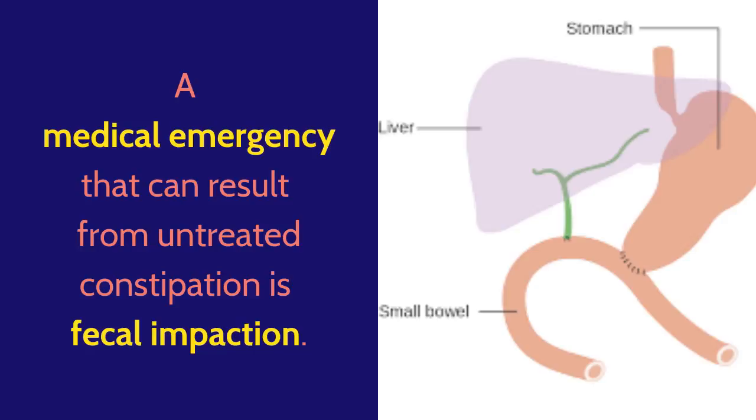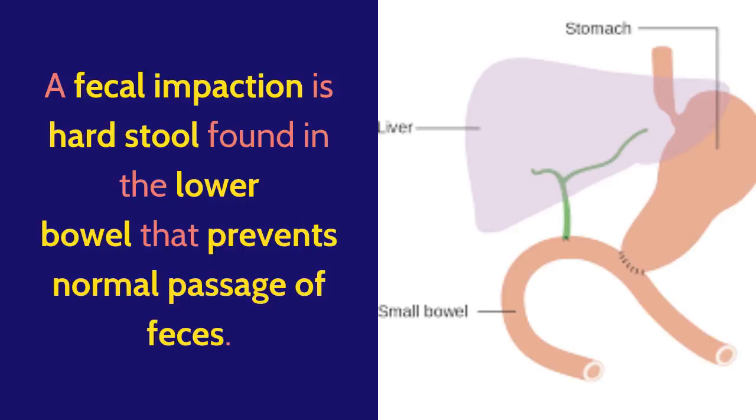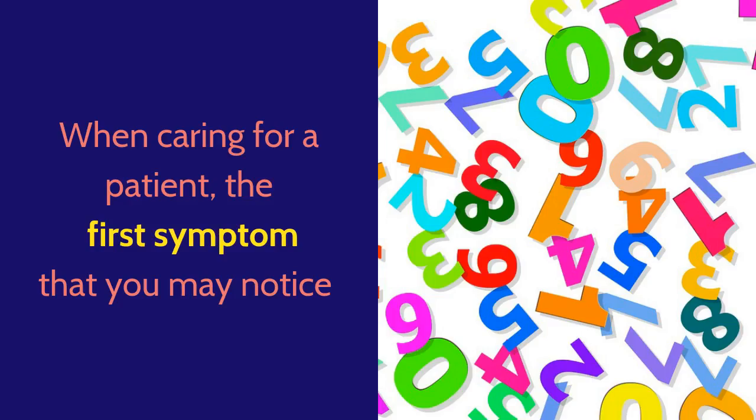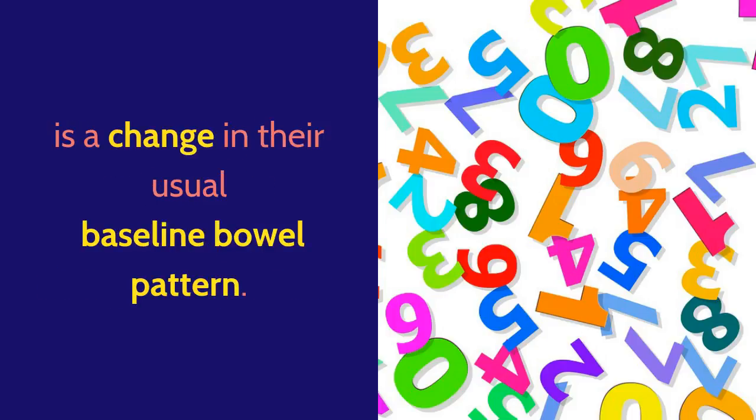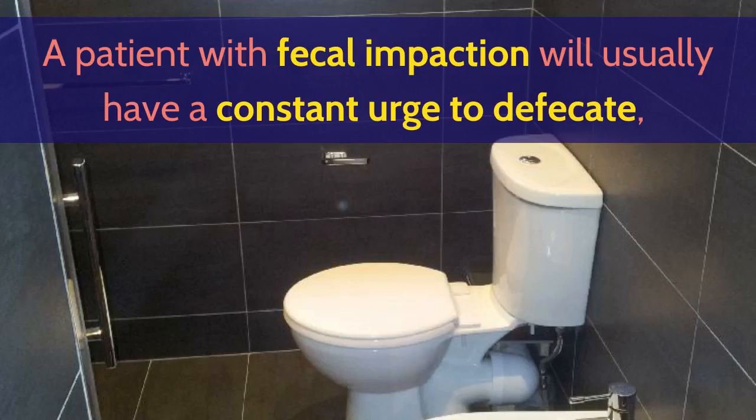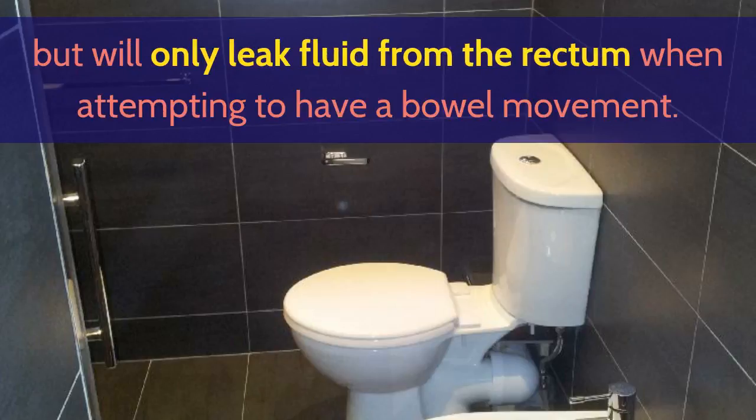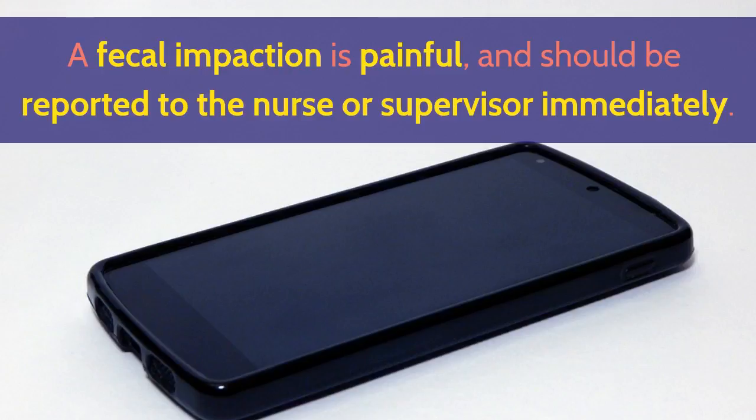A medical emergency that can result from untreated constipation is fecal impaction. A fecal impaction is hard stool found in the lower bowel that prevents normal passage of feces. When caring for a patient, the first symptom that you may notice is a change in their usual baseline bowel pattern. A patient with fecal impaction will usually have a constant urge to defecate, but will only leak fluid from the rectum when attempting to have a bowel movement. A fecal impaction is painful and should be reported to the nurse or supervisor immediately.